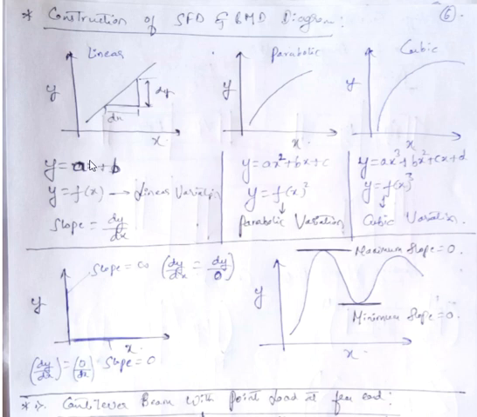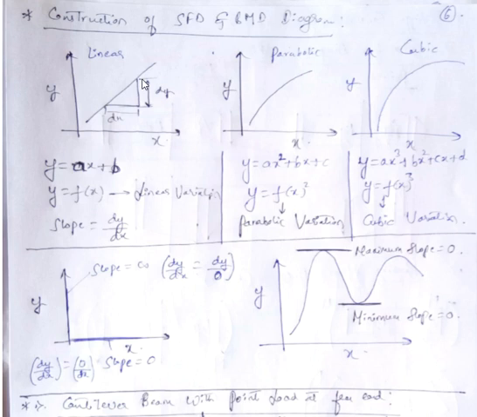What is the variable here? X is the variable. What is the maximum power of X? It is 1. When the maximum power of the variable is 1, then the curve will always be linear. Remember that.